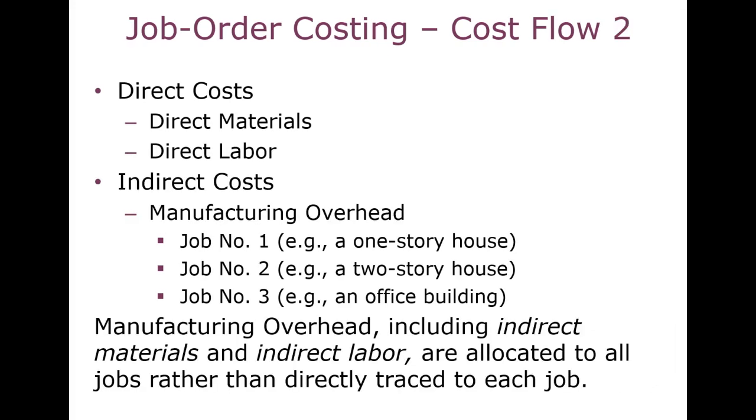Indirect cost, these are the manufacturing overhead cost, and you remember these from Chapter 1. We need to allocate a certain amount of overhead to each job. And so probably you'll allocate less overhead to a one-story house than you would a two-story house, and then probably less to a two-story house than you would an office building. And we're going to see how to allocate this manufacturing overhead to these various jobs in just a few minutes.